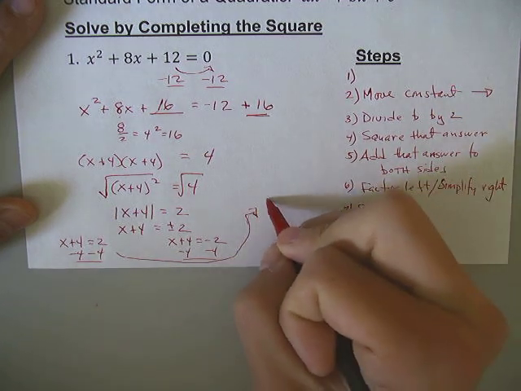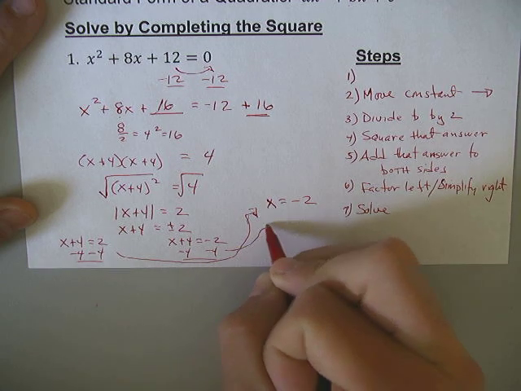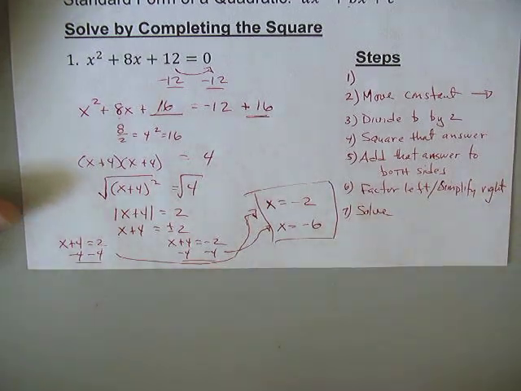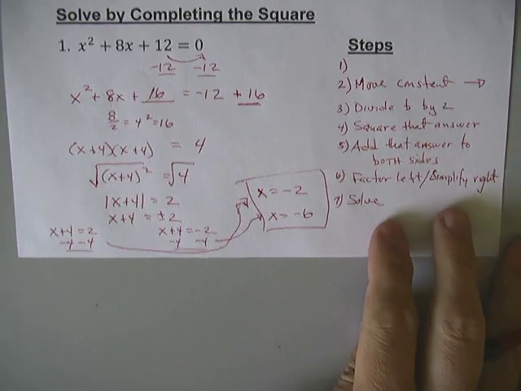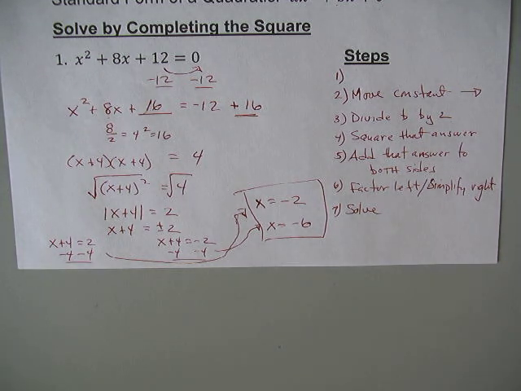And to simplify, I'm going to subtract 4. So I'm doing this all at once. And so this one, sorry, I'm running out of room. I'm going to put the answer over here. x equals negative 2. And then this one over here becomes x equals negative 6. So there's my 2 answers.